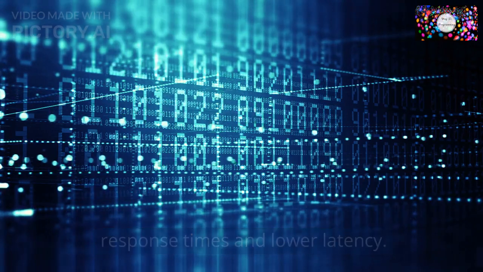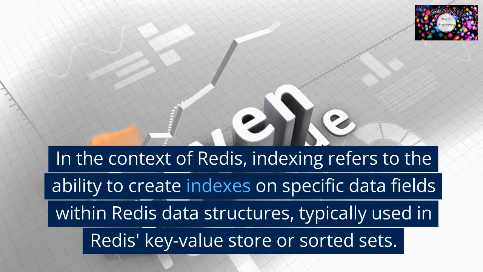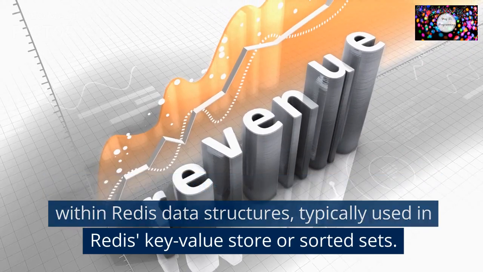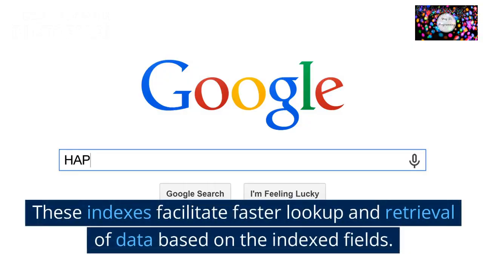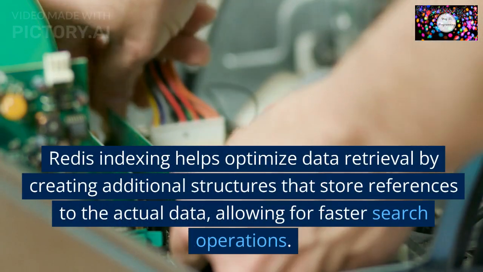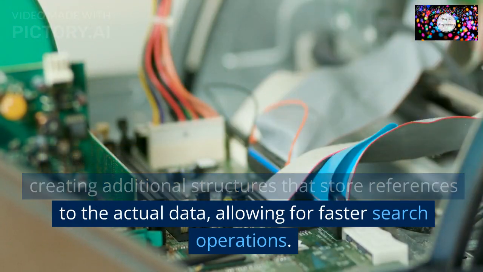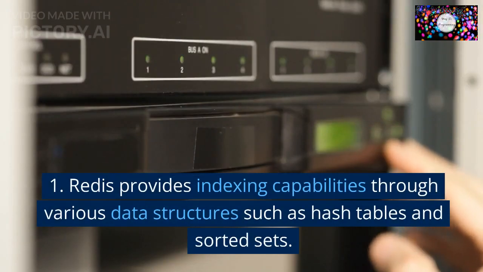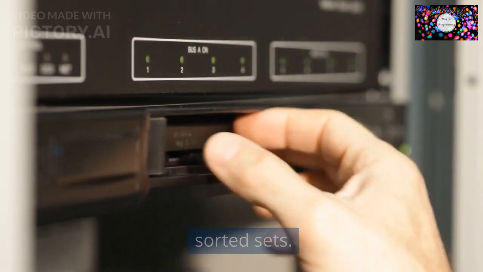In the context of Redis, indexing refers to the ability to create indexes on specific data fields within Redis data structures, typically used in Redis key-value store or sorted sets. These indexes facilitate faster lookup and retrieval of data based on the indexed fields. Redis indexing helps optimize data retrieval by creating additional structures that store references to the actual data, allowing for faster search operations. 1. Redis provides indexing capabilities through various data structures such as hash tables and sorted sets.